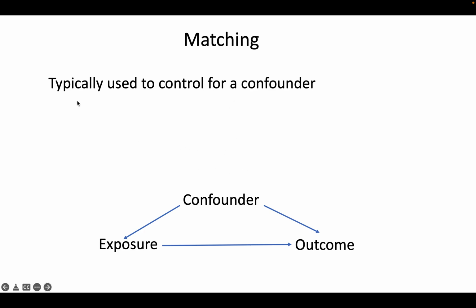Just a quick review: a confounder is something that's related to both the exposure of interest and the outcome of interest. And when we don't control for it, it can distort the observed relationship between the exposure and the outcome in ways that aren't always predictable.